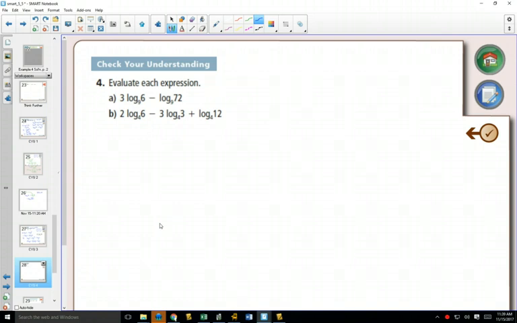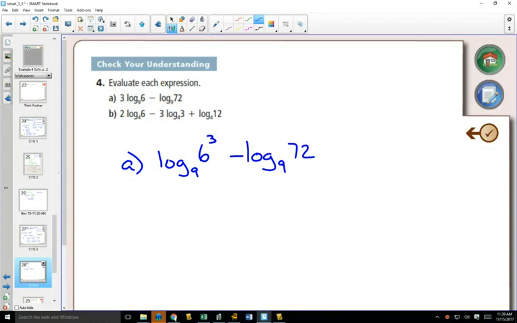But maybe if we simplified this, if we combined it as a single log, something would help. So first of all, if I'm combining it as a single log, that would mean I could put this 3 in as an exponent. And then subtracting means we could divide inside.